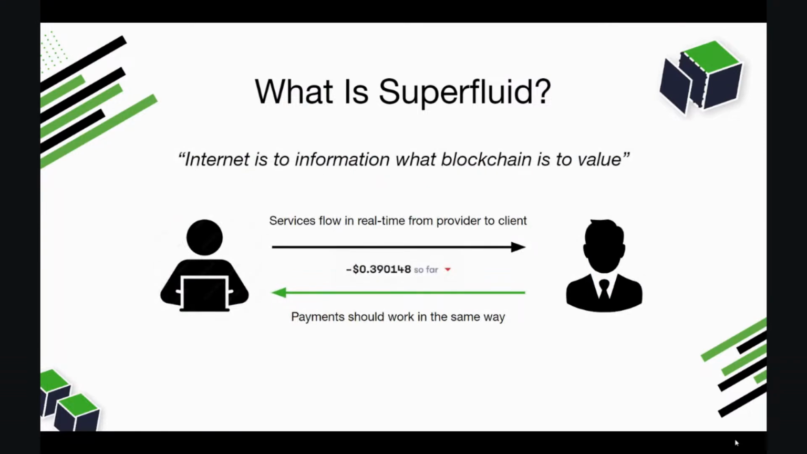So what's the point of all this? Why are we doing this? The motto here is, as the internet is to information, blockchain is to value. What SuperFluid is doing is moving value at the speed of the internet, right? The internet allowed us to program information in a way that we never were able to. And that programmability is now afforded to us in the blockchain when it comes to value, right?